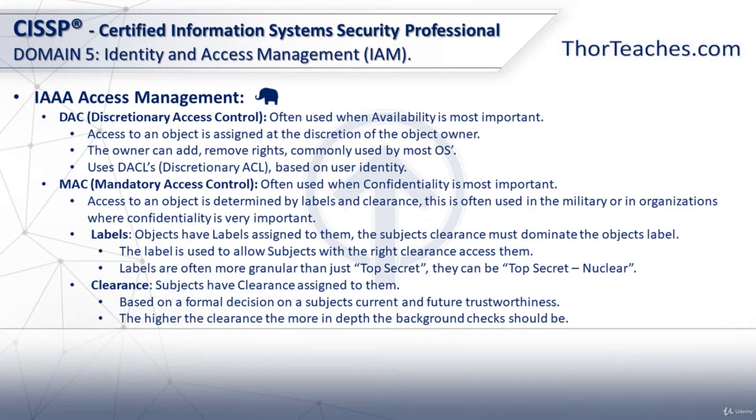Subjects have clearance, and it's based on the subject's current and future trustworthiness. And the higher clearance you need, the more in depth the background checks would be. They can easily go back 5, 10, 15, 20 years, your entire life maybe, to see if there's any flags or indicators that you may not be trustworthy. Have you committed any crimes? Do you owe money? Do you have a gambling problem, drinking problem, drug problem? Have you been terminated because of wrongdoings? All of this could be something they would consider before they grant you clearance.